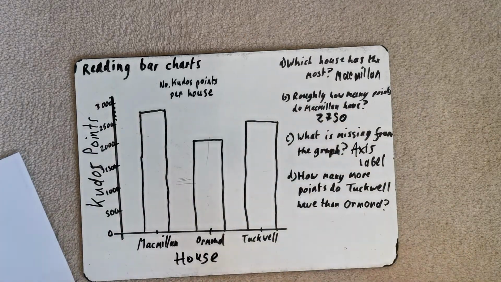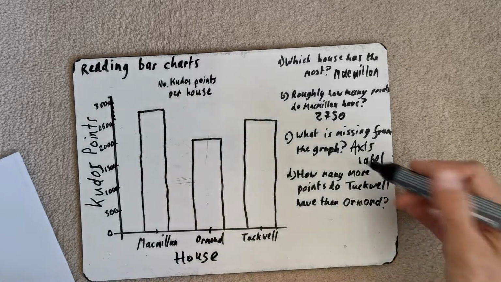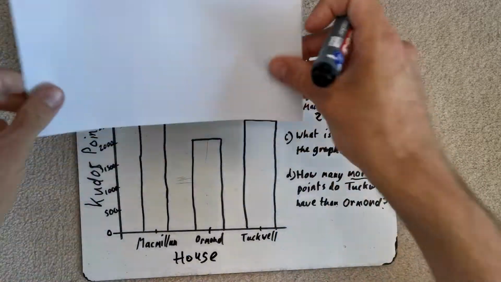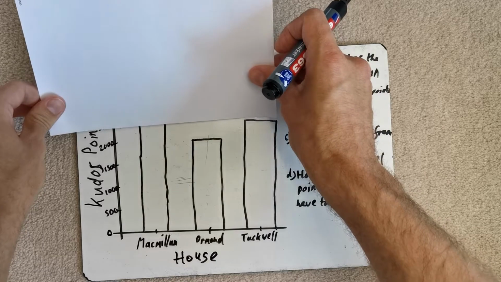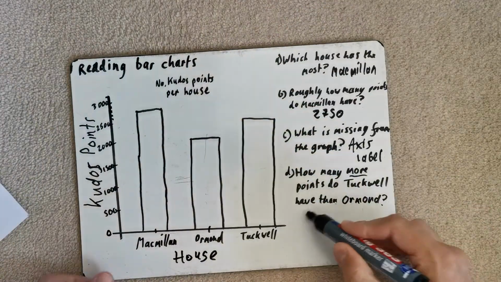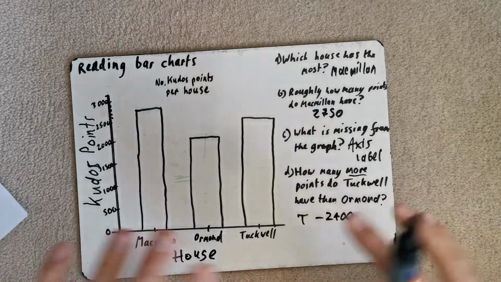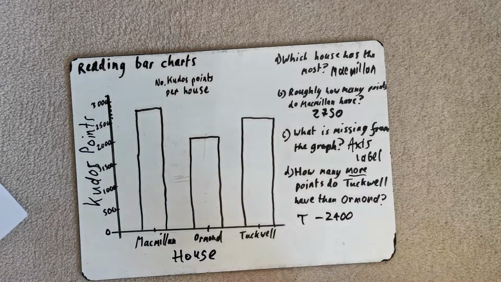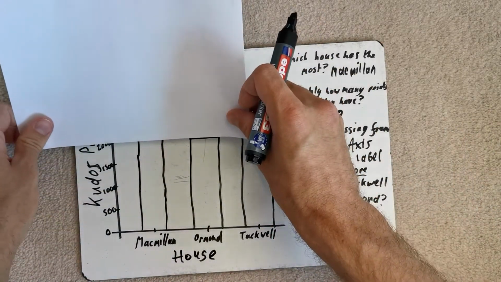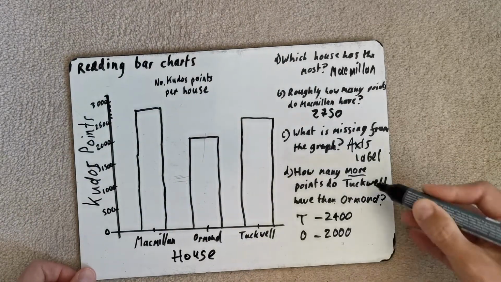Okay, how many more points will Tuckwell have than Ormond? We need to see how many points Tuckwell have. I would say, if you read this, it's just under 2,500. So let's say that Tuckwell have 2,400. Okay, again, bit of leeway. That's not exact. You might have written something else. And Ormond have about 2,000, I'd say.